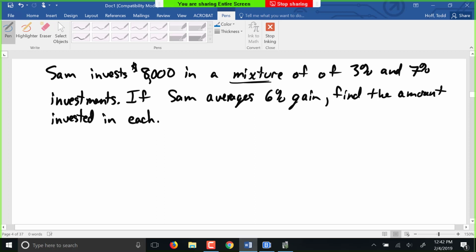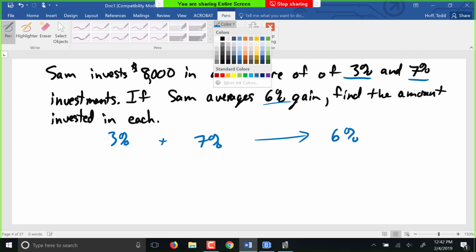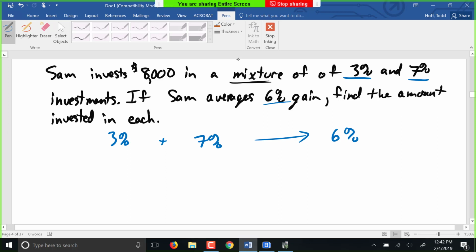So here again, we have our ingredients, or the two components in this case, 3% and 7%. The things we are mixing together, and we want our result to be what? 6% overall. The only amount we know here is the 8,000, which is the total amount.